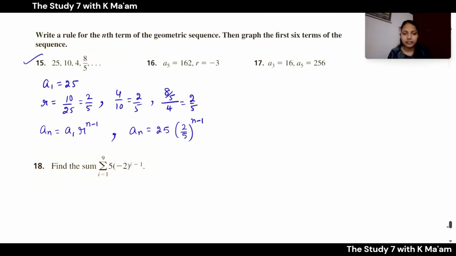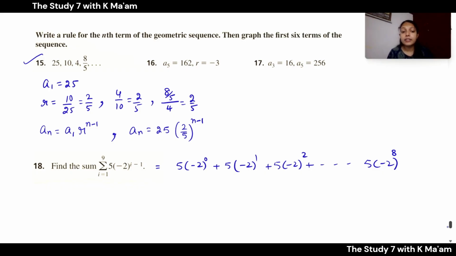Next. The question says find the sum of 5 minus 2 to the power i minus 2. So you can calculate directly, 5 minus 2. If you put 1, it will be 0. 5 minus 2 power 1, 5 minus 2 power 2, and so on, up to 5 minus 2 power 9 minus 1, 8. This is one way you can do it.